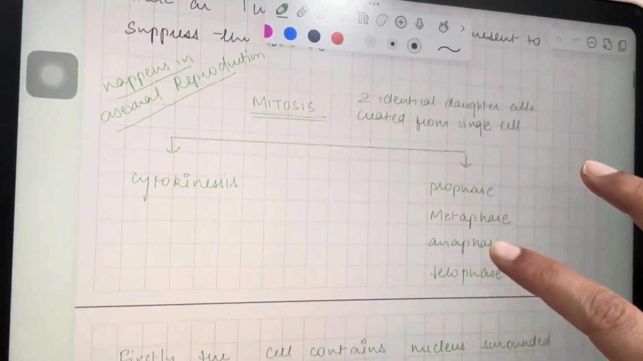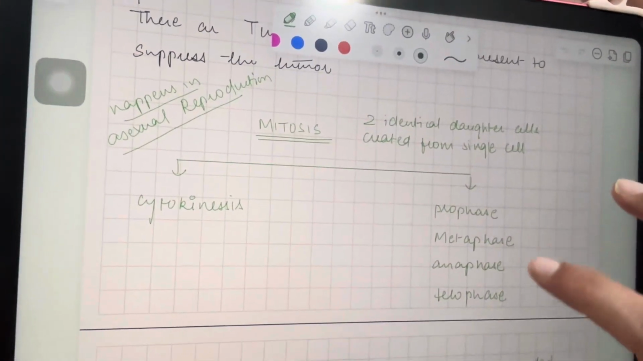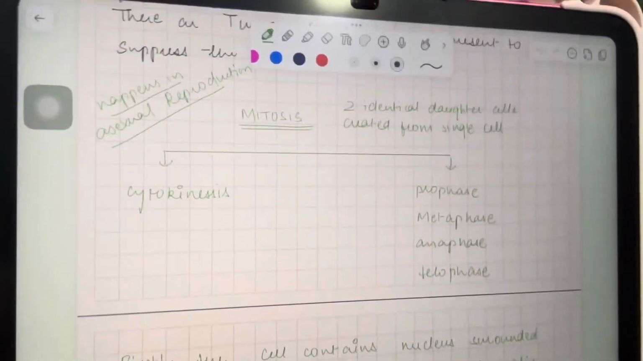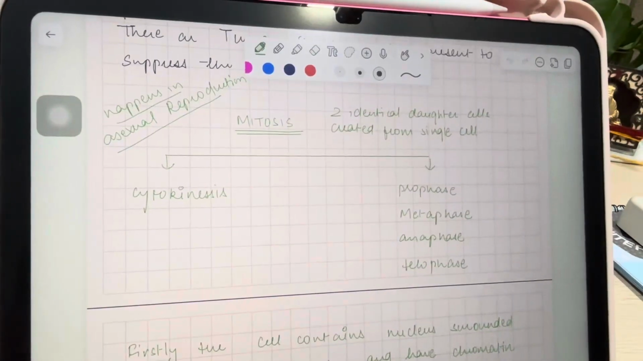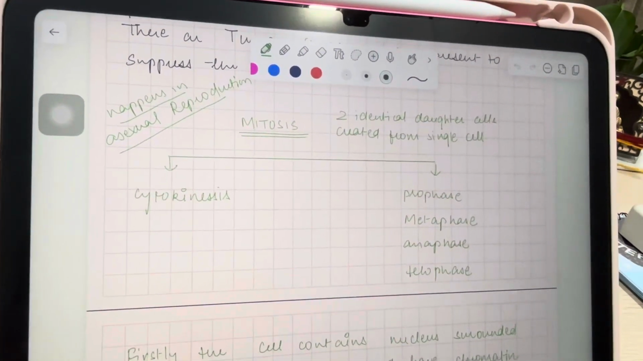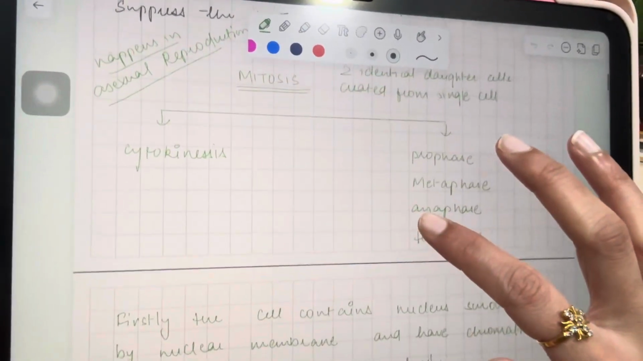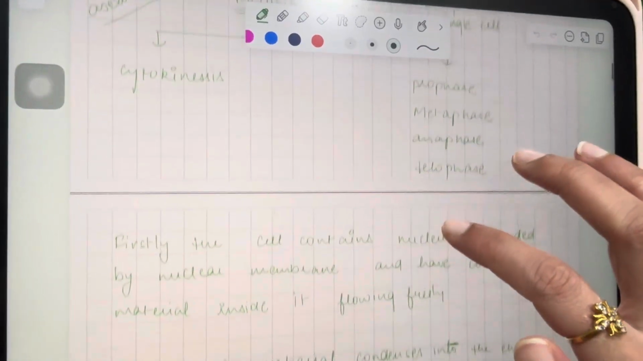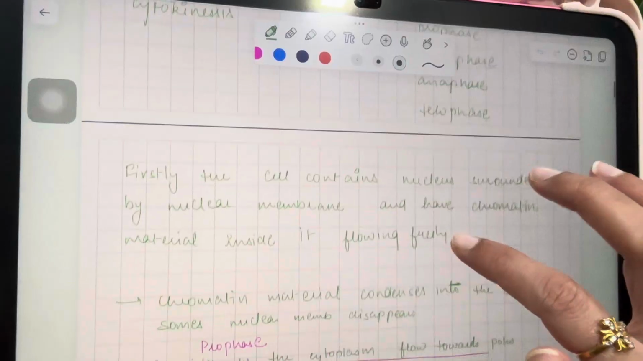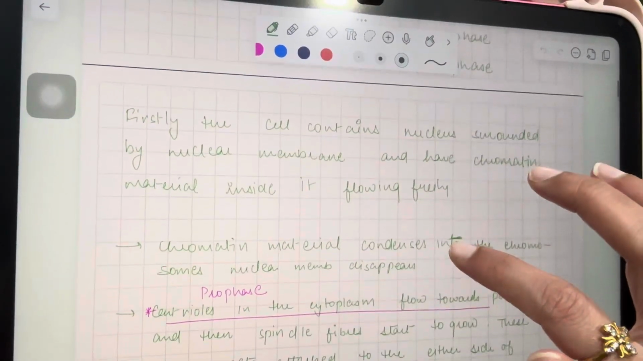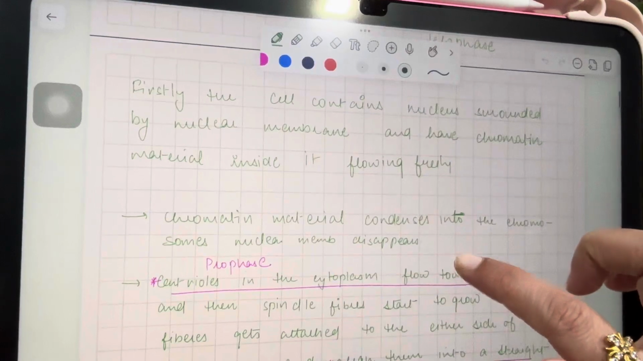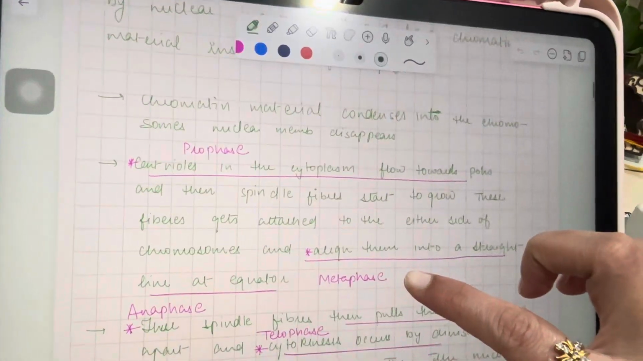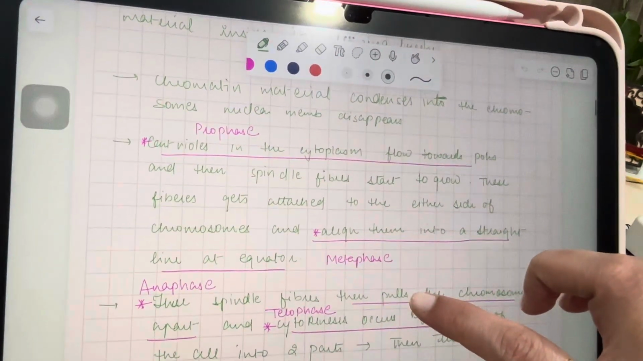Okay, so now let's dig into mitosis. This happens in asexual reproduction, where 2 identical daughter cells are created from a single cell. It has 2 phases. First one is cytokinesis. The second one is actually mitosis. So, firstly, the cell contains a nucleus which is surrounded by a nuclear membrane and has chromatin material inside it flowing freely. The chromatin material condenses into chromosomes, and the nuclear membrane disappears.